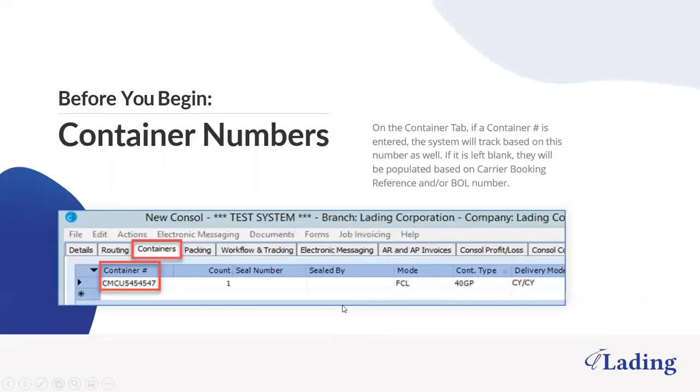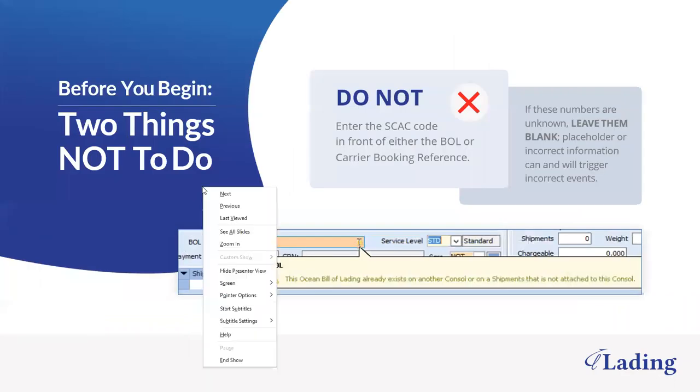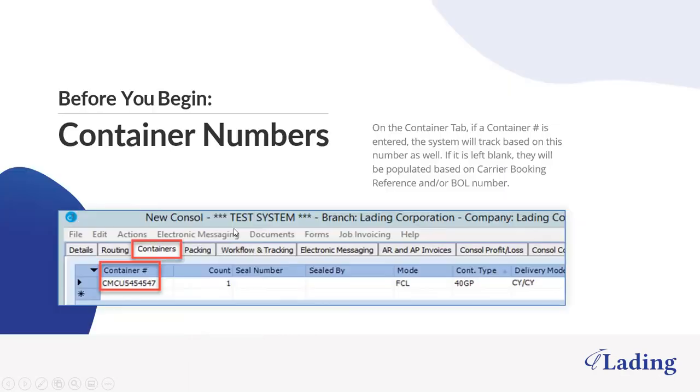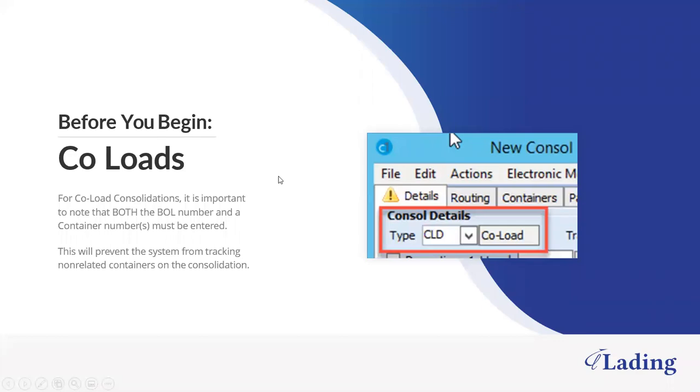Same thing goes with your container number. If you put in the container type and leave the container number blank, as long as you have a valid carrier with a SCAC code and either the carrier booking reference or the bill of lading number, if you put in just the container type, that container will automatically merge in.